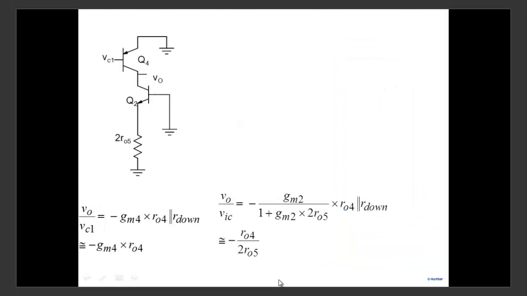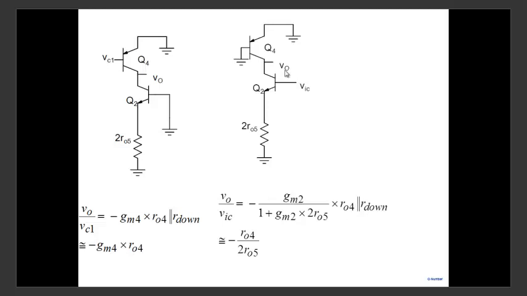Okay. Again, a few results here. Minus GM4 R04 here, and then we have put the value of VC1. VC1 we had already calculated, and let me see what we are doing. All right, so this is what we just obtained. Now let's look at V0 by VIC. I had the result before these schematics, so I was getting confused here.